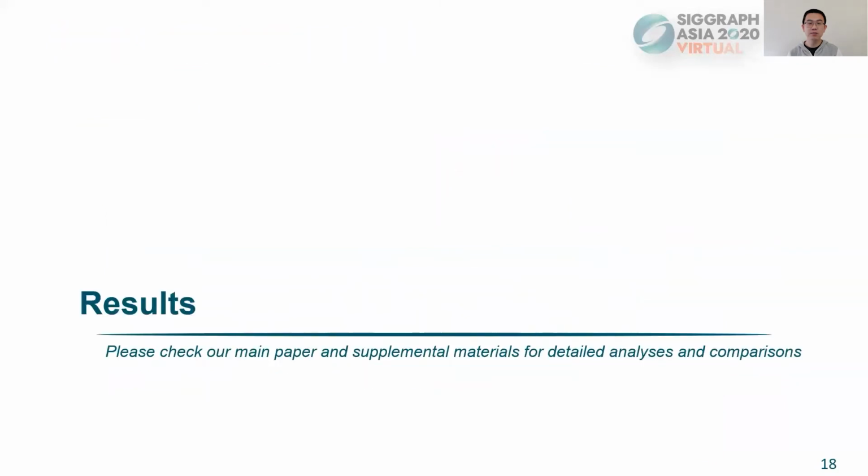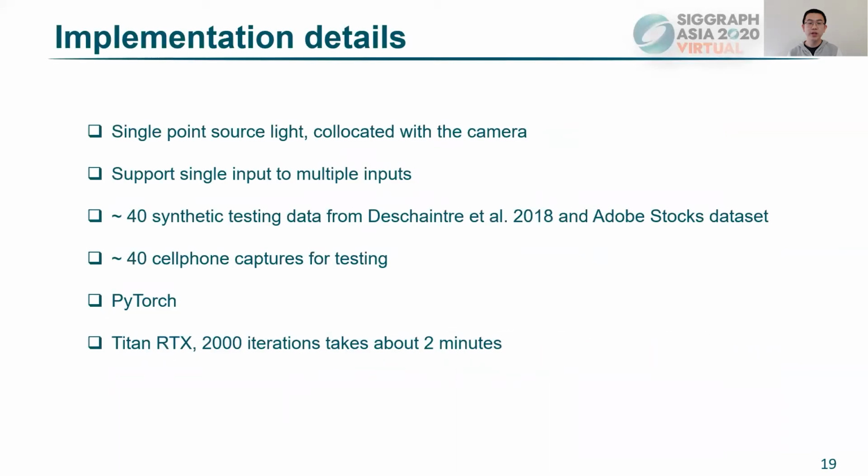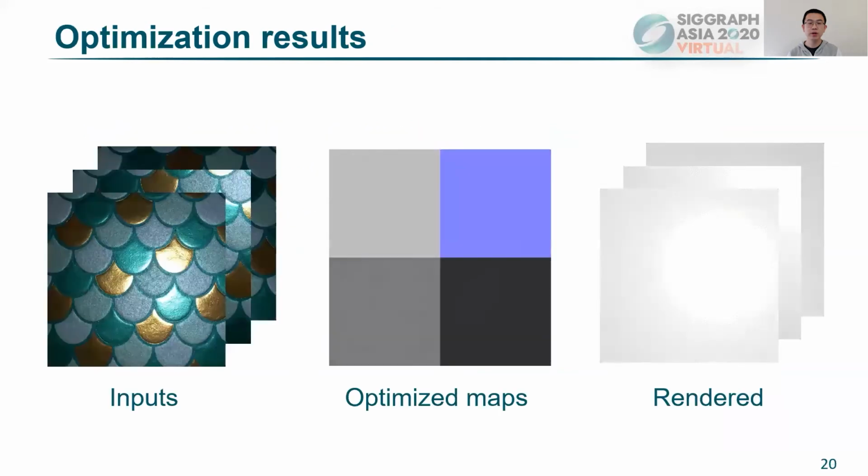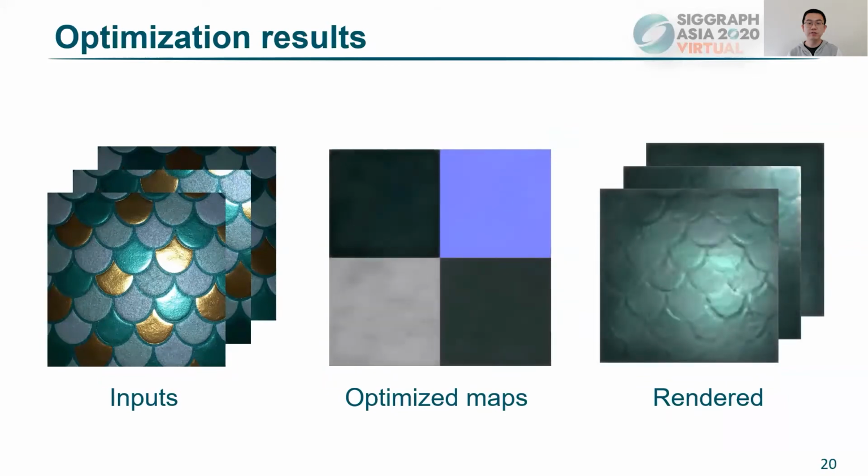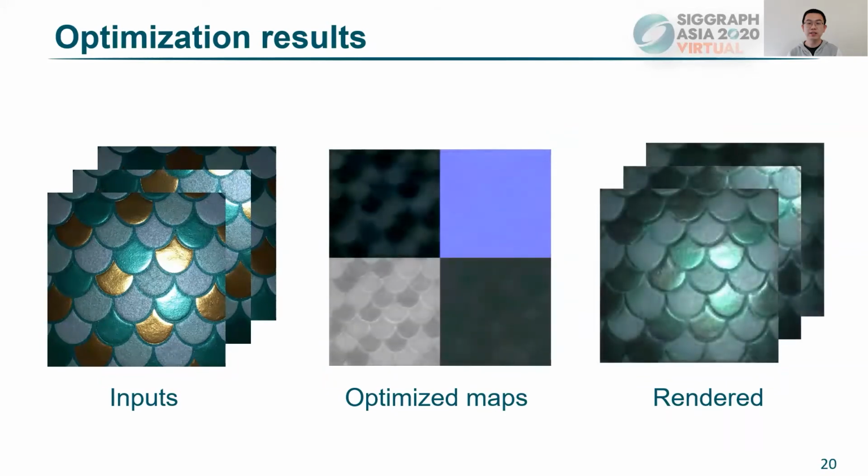Now, let's look at some results. We implemented our optimization framework in PyTorch and tested on around 40 synthetic data and 40 real captures. For all the results, please check our supplemental materials. We show a video of the optimization process for better visualization, which is initialized from constant maps.